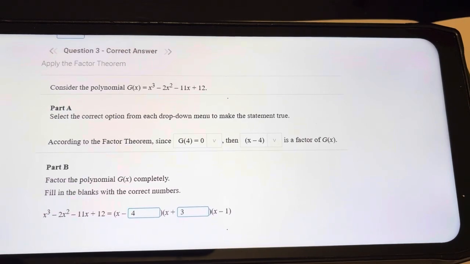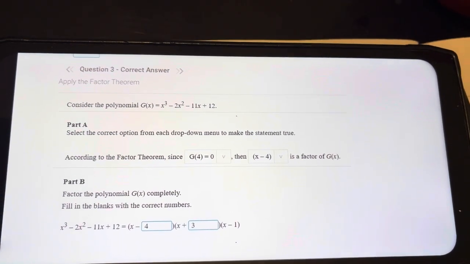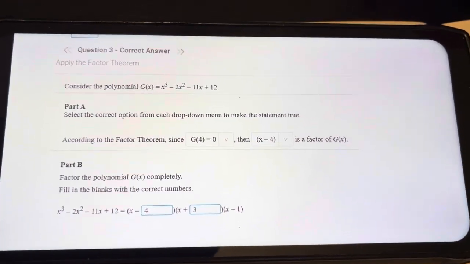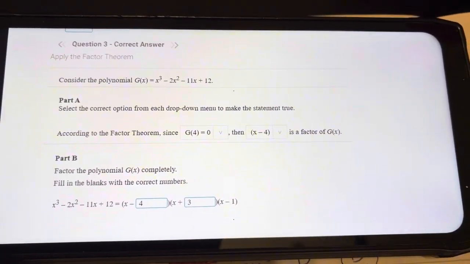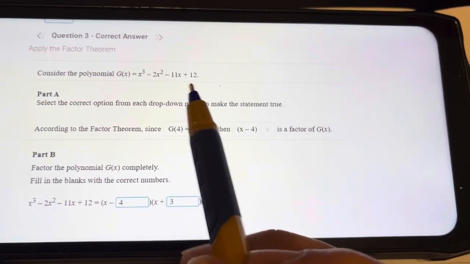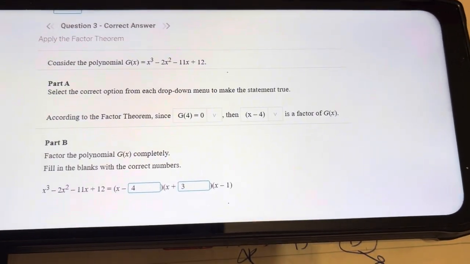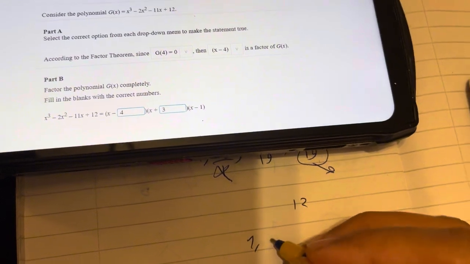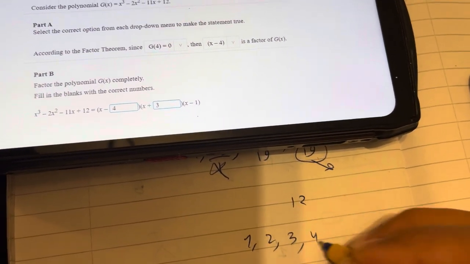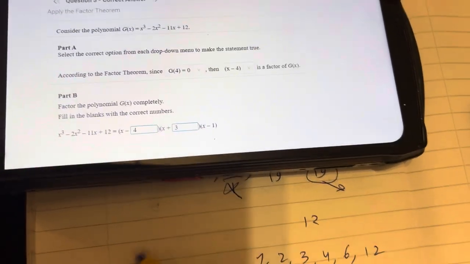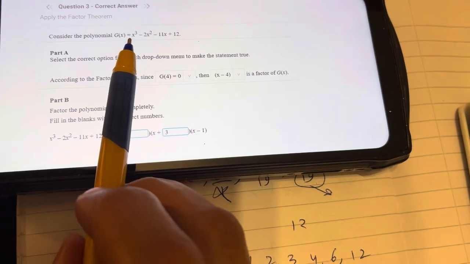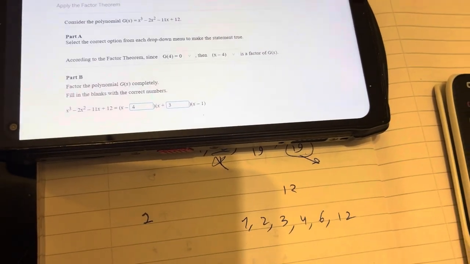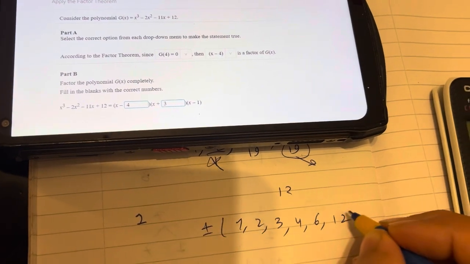Question 3, consider this polynomial. Select the correct option from each drop-down menu. According to the factor theorem, he gave here g of 4, g of 3, g of 0, and g of another value. I need to know which are the possible factors. Again, the factors of 12 are 1, 2, 3, 4, 6, and 12. And here the number in front of x to the power of 3 is 1. So I have all of these as possible roots, plus, minus.